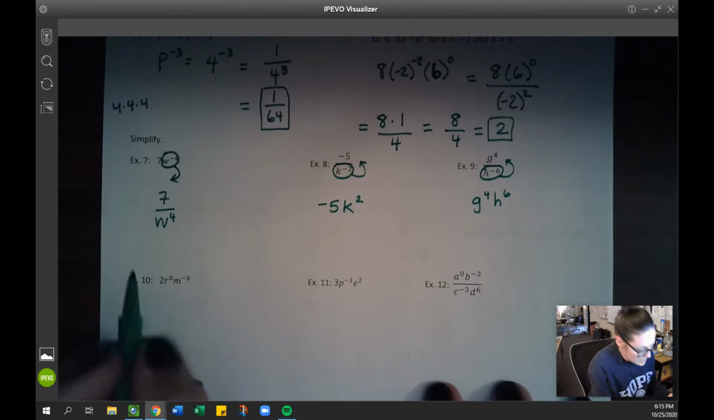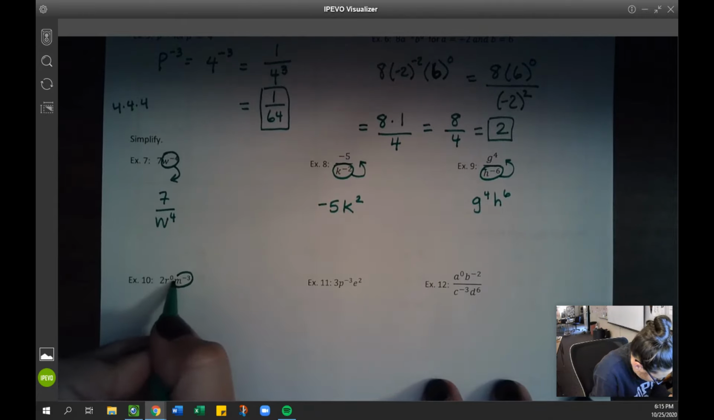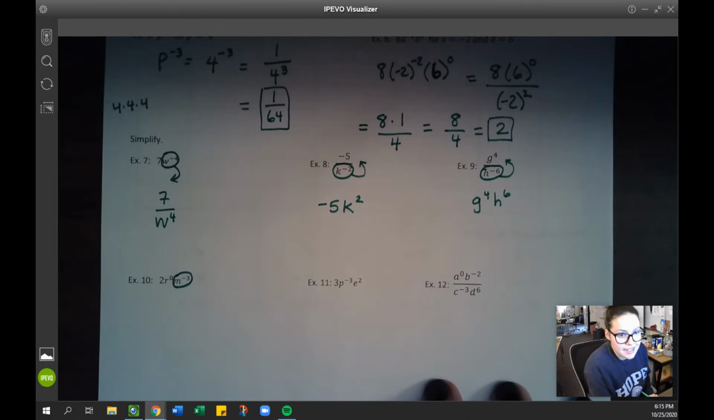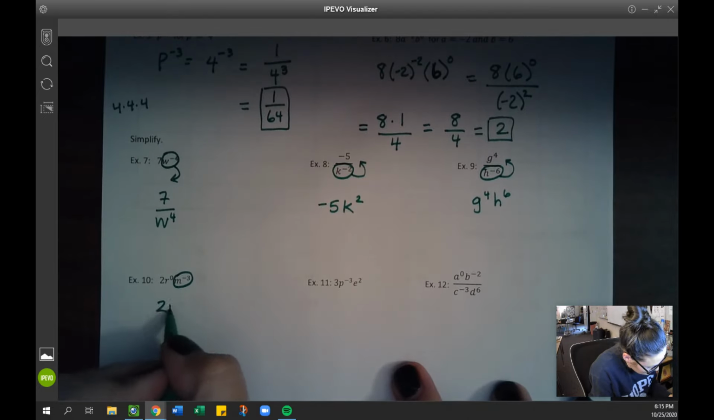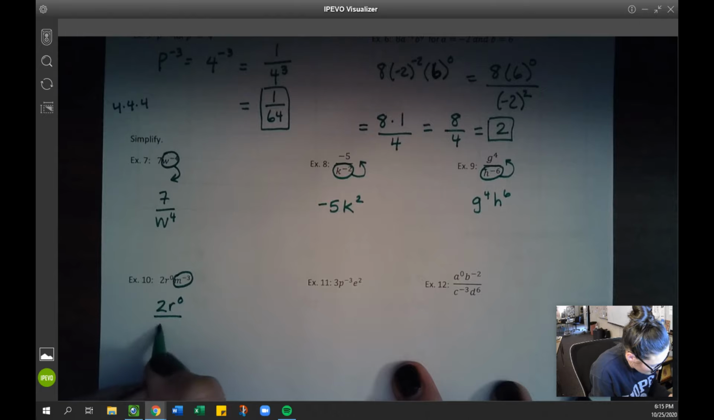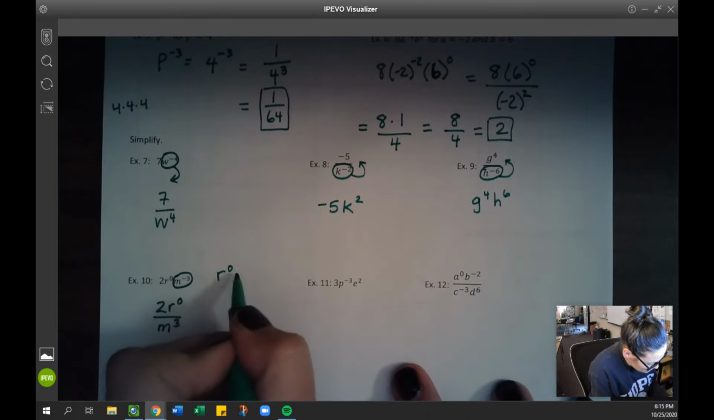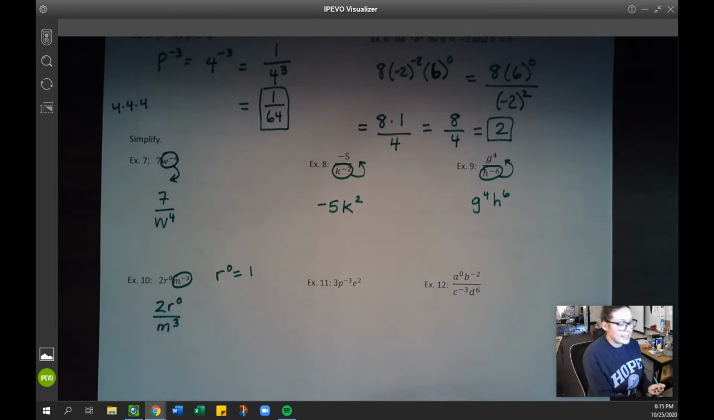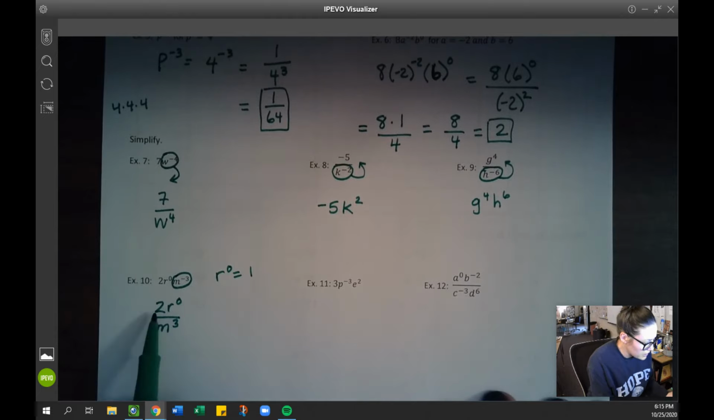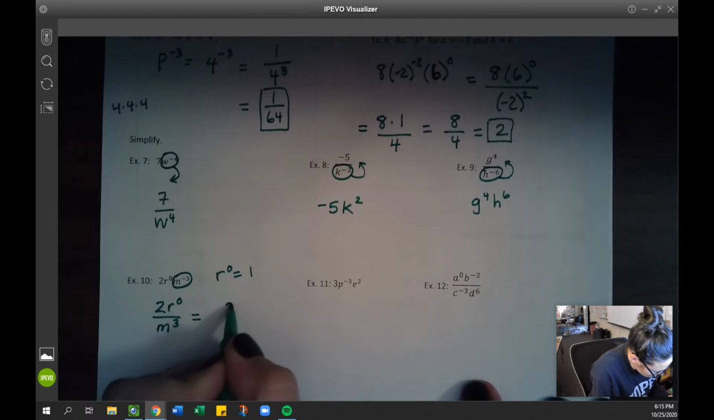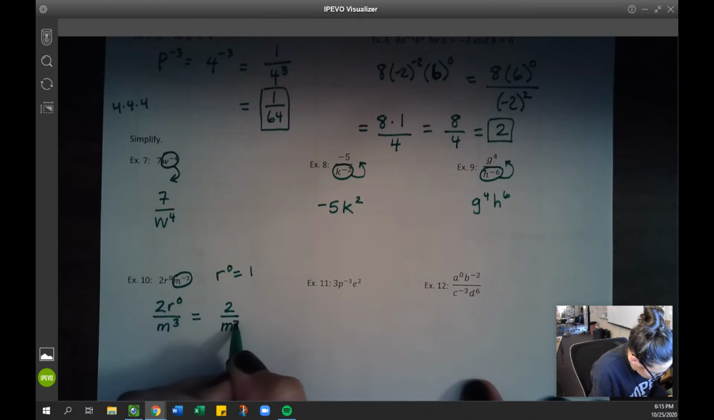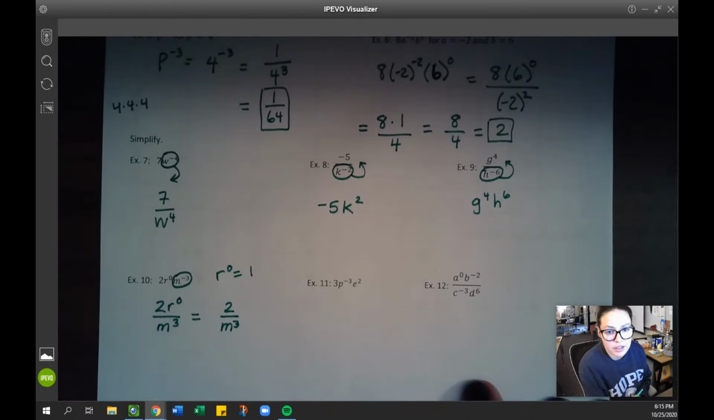Again, let's circle what has a negative exponent. The only thing that has a negative exponent is the m. So I'm going to rewrite this as 2r to the 0 over m cubed. Now I can continue to simplify this because r to the 0 equals 1, because anything to the power of 0 equals 1. So really, on the top, all I have is 2 times 1, which is just 2. So I'm left with 2 over m cubed.